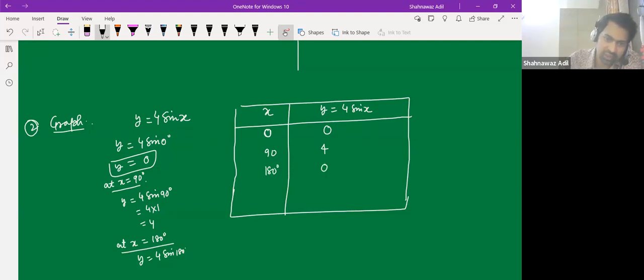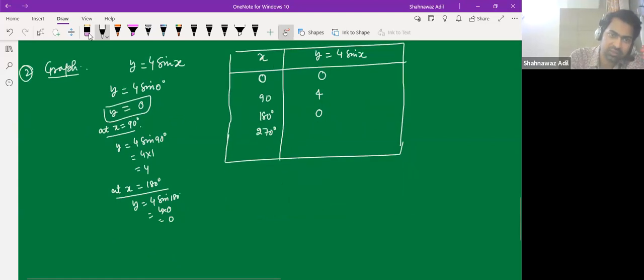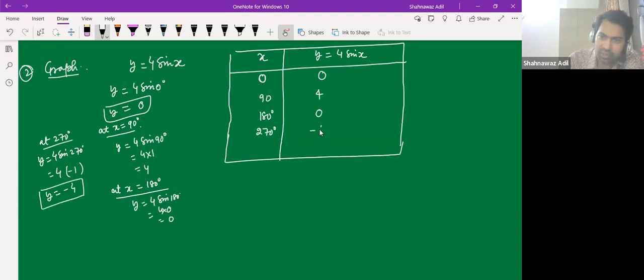Absolutely right. So this is 0. And again at 270, y is 4 sine of 270, right? Sine of 270 is minus 1, so this would be minus 4.